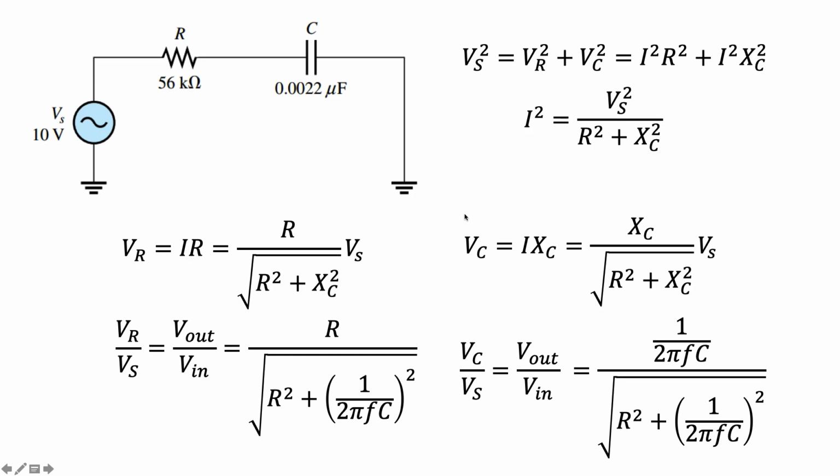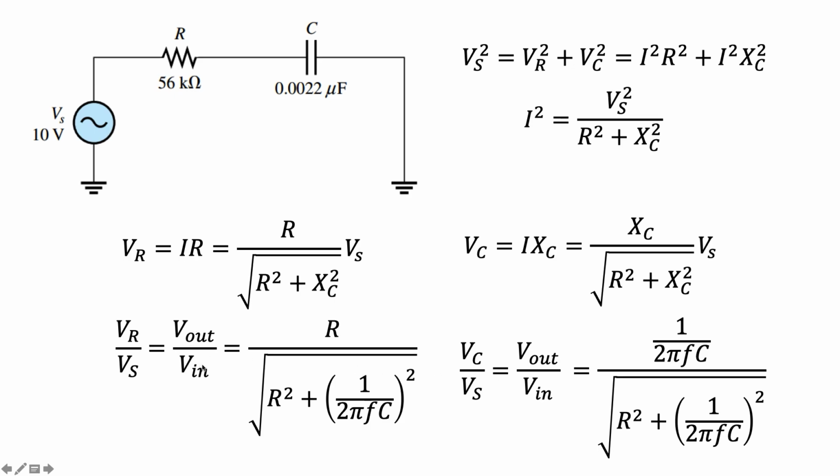from Kirchhoff's voltage rule and the voltage divider equation, we get the following equation for the output voltage across the resistor on the left side of the page and the output voltage across the capacitor on the right side of the page. The equations were rewritten such that the left-hand side of both equations is given by V out over V in.